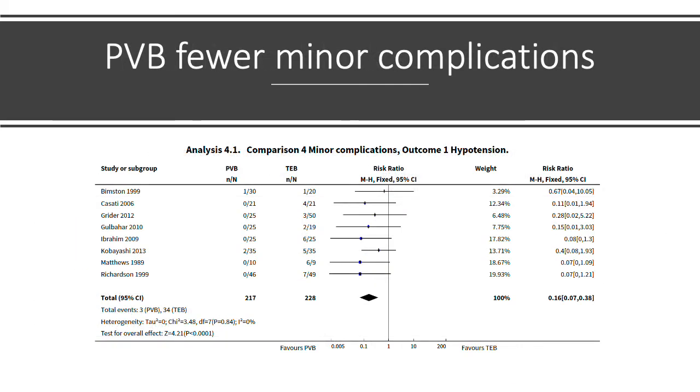The analysis of minor complications showed a lower rate of minor side effects from paravertebrals compared to epidurals, including a lower rate of hypotension, nausea and vomiting, itching, and urinary retention. There was no statistical difference in hospital length of stay.